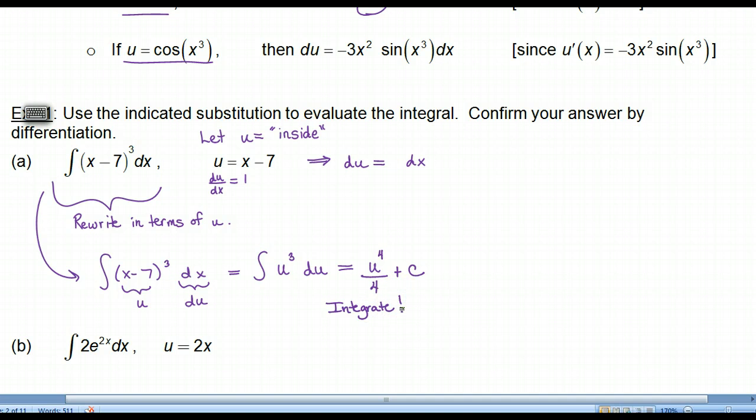So we're going to integrate. You substitute u for x minus 7. So once we have everything with u, now that it's u to the third, I can use my power rule. I can't use my power rule if I have a function inside, but if it's just a variable to a power, then I can use my power rule.